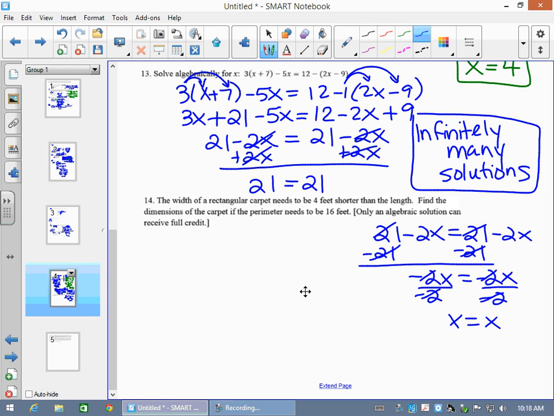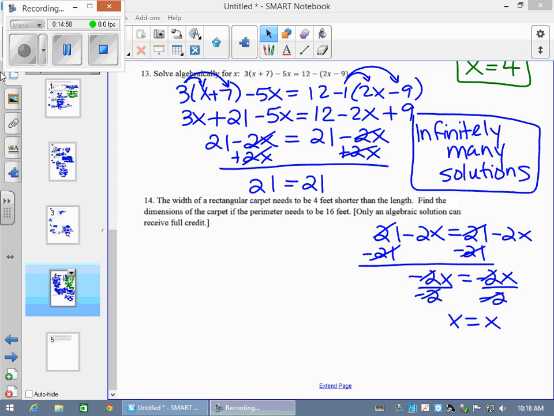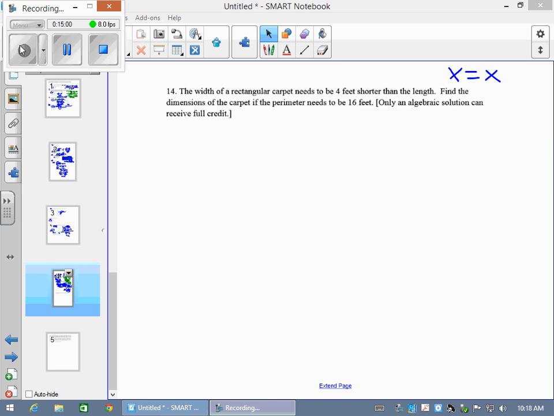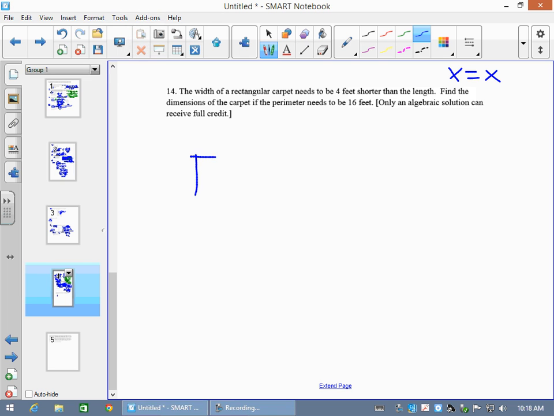Okay, taking a look at question 14, you had set up a let statement or a drawing, but when you're talking about a figure, it's easier to make a drawing. Here we're talking about a rectangle. The width is 4 feet shorter than the length. Label the width x minus 4 and the length x. And you should realize that in a rectangle, opposite sides are congruent. The right side is also x minus 4, and the bottom side is also x.